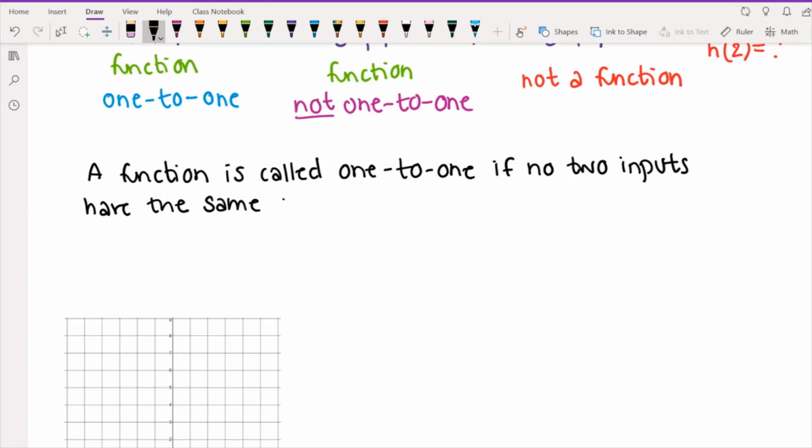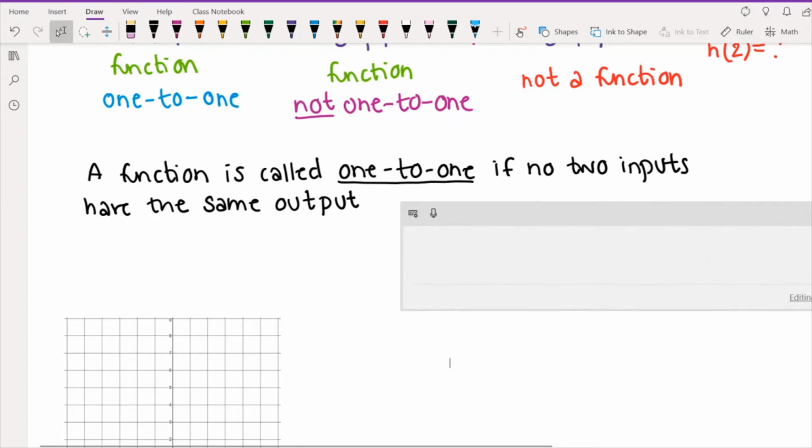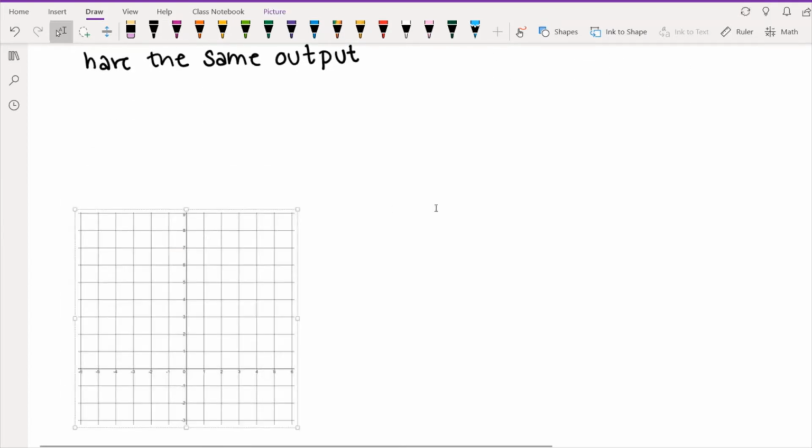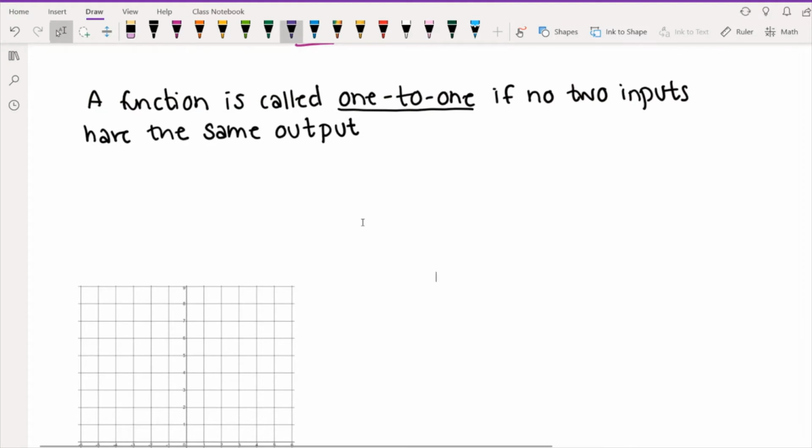So another way of saying that would be that every input has its own individual output. There are no repeated outputs. So I want to think of some examples of functions, and I think generally it's easier to come up with examples that are not one-to-one. So I want to start with brainstorming some examples that are not one-to-one, and we'll look at the graph of one of them and start to see what the graphs look like. And then once we have that, then we'll talk about examples that are one-to-one.